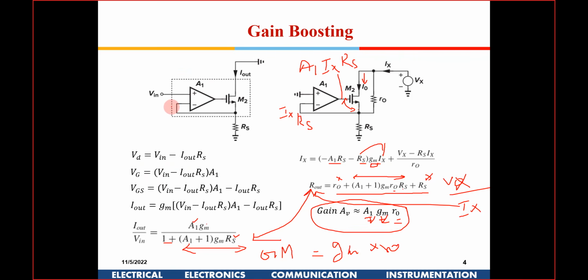Sir, one doubt. Sir, how have you calculated this intrinsic gain? Intrinsic gain is capital GM and capital R out. So R out we got, and GM, this is capital GM.